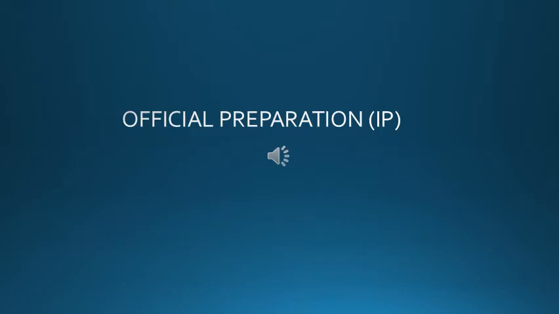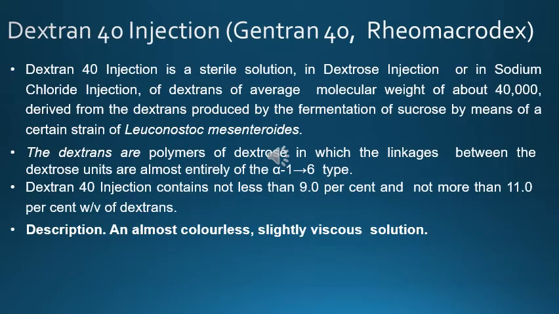The next part is about the official preparations of dextran. There are three official preparations of dextran: dextran 40, dextran 70, and dextran 110. The numbers indicate the molecular weight. The method of preparation and the QC tests are the same as we discussed in the earlier slides. This is just for your information. Go through it. The method of preparation for this remains the same, that is what we have discussed in the introduction of dextran.